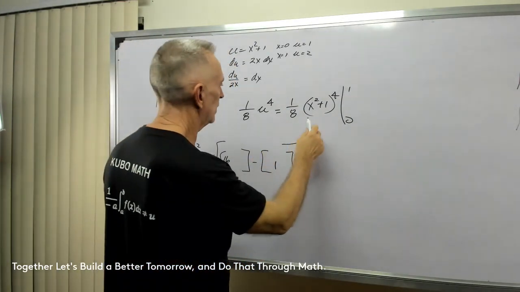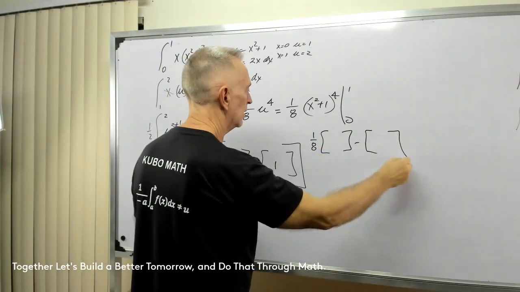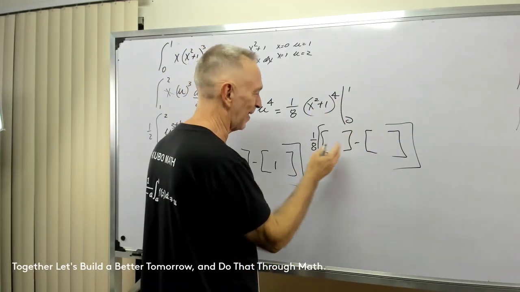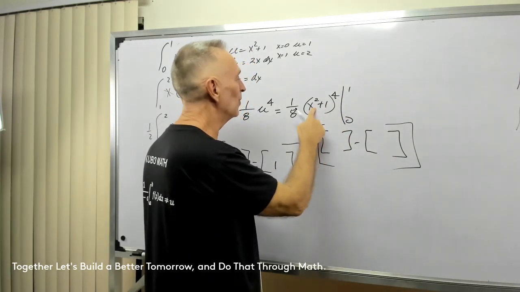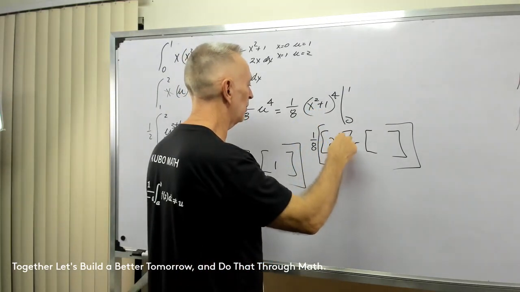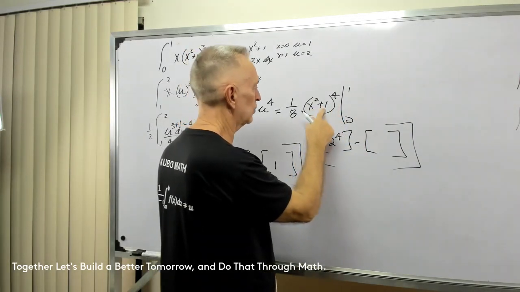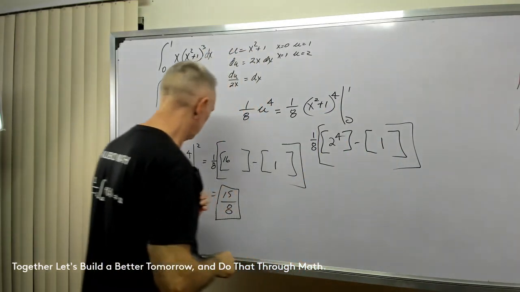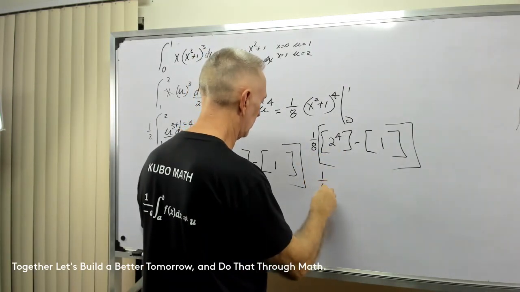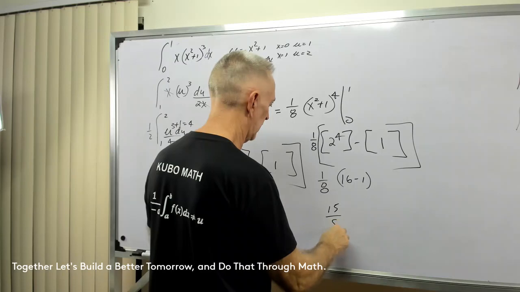Okay, let's see here. We've got 1/8 times everything that's in there. I probably didn't have to do all that with these simple numbers. 1 squared is 1, 1 plus 1 is 2. 2 to the 4th is what we would have here, minus 0 squared is 0, plus 1 is 1, 1 to the 4th is 1. 2 to the 4th is 16, so I have 1 over 8 times 16 minus 1, which is 15 over 8.